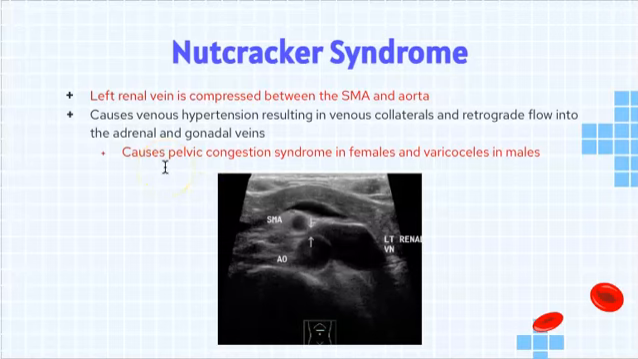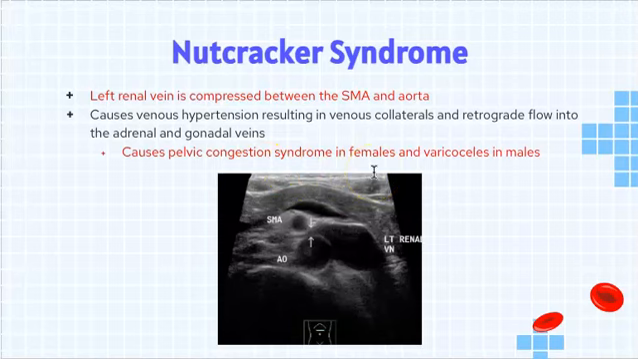This is a very heavily tested subject on the registry, so you definitely need to know that the left renal vein is being compressed between the SMA and the aorta. And then you also need to know that this can cause pelvic congestion syndrome in females and then varicoceles in males.